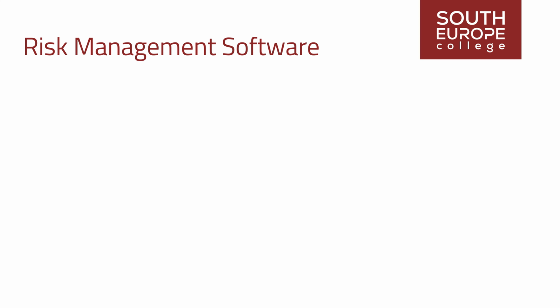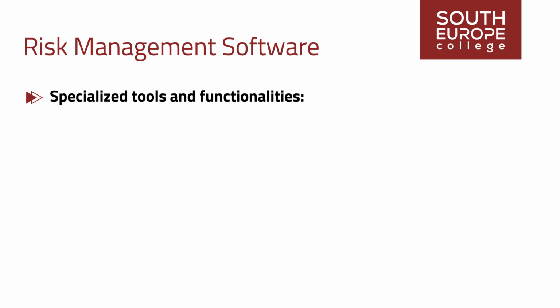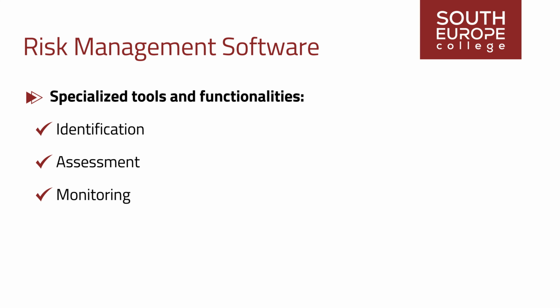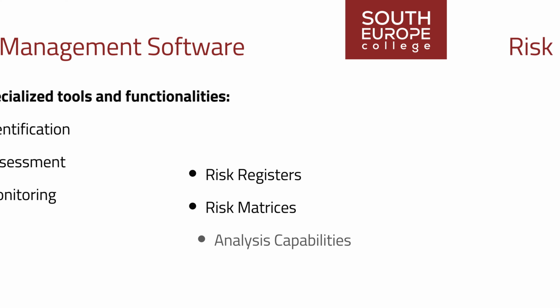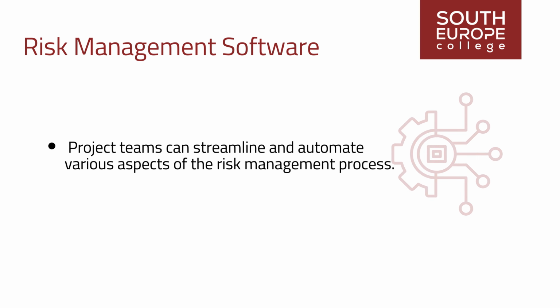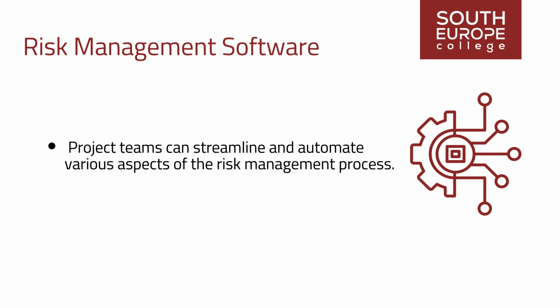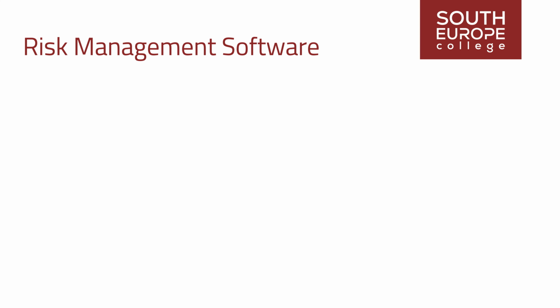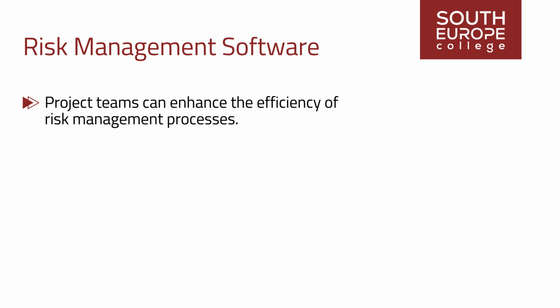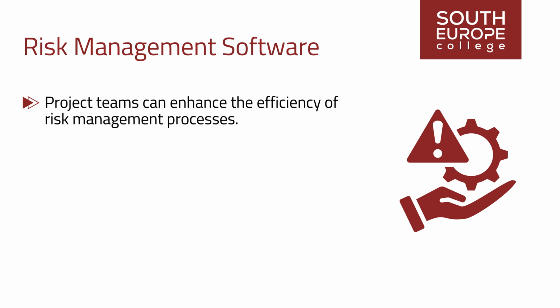Risk management software provides specialized tools and functionalities for risk identification, assessment, and monitoring. These tools offer features such as risk registers, risk matrices, and scenario analysis capabilities, enabling project teams to streamline and automate various aspects of the risk management process. By leveraging risk management software, project teams can enhance the efficiency and accuracy of risk management processes.